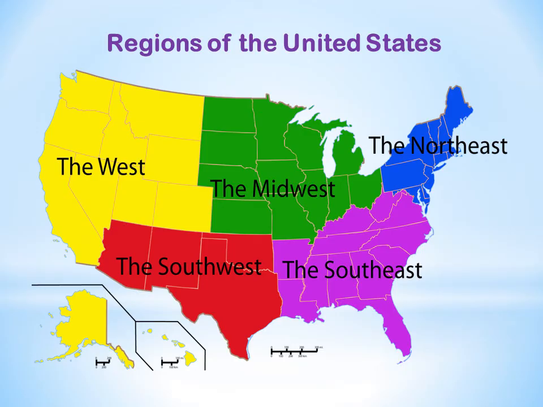Now let me introduce to you the 5 regions of the United States. By the way, class, a region is an area of land that has common features. The United States is grouped into 5 regions according to their geographical positions on the continent. So you can see here in the map, we have the West, the Southwest, the Midwest, the Southeast, and the Northeast. So as we continue the lesson grade 4, we are going to find out what are the features of these regions.